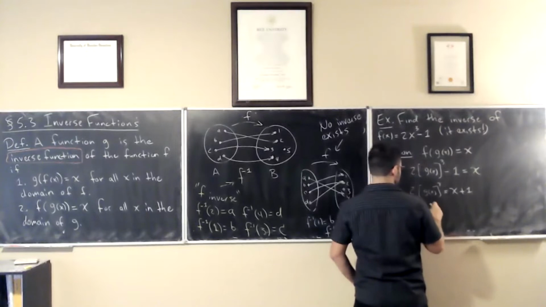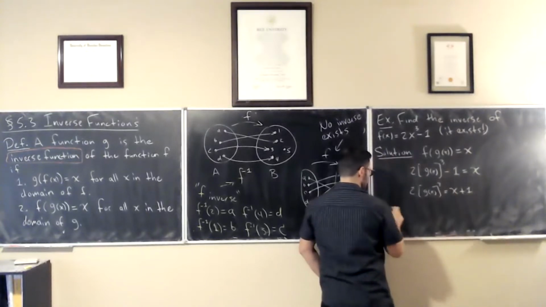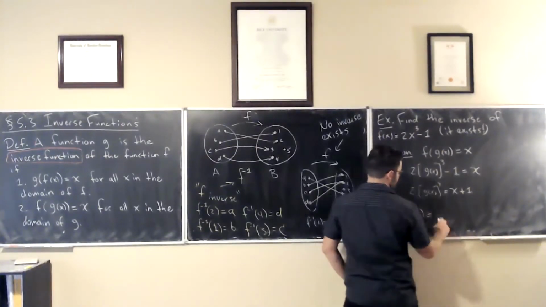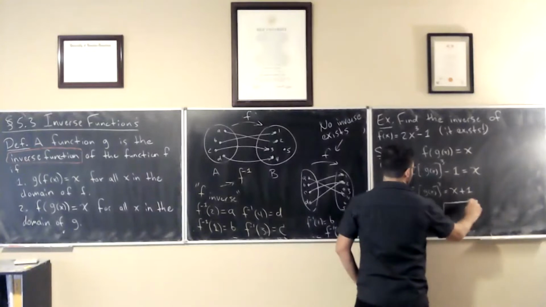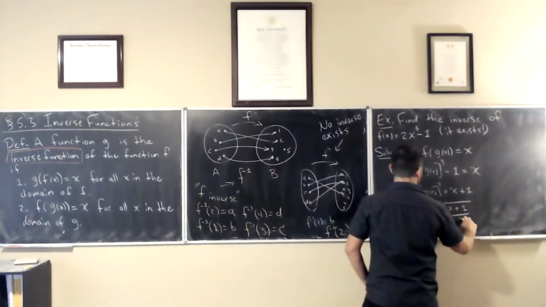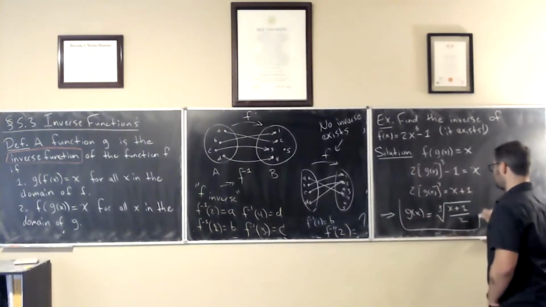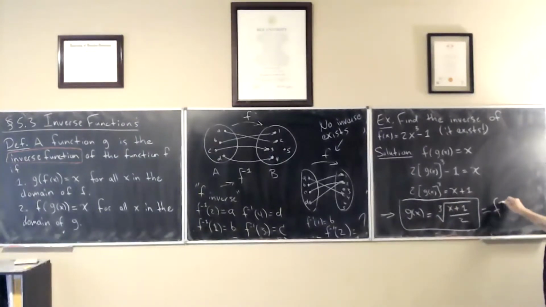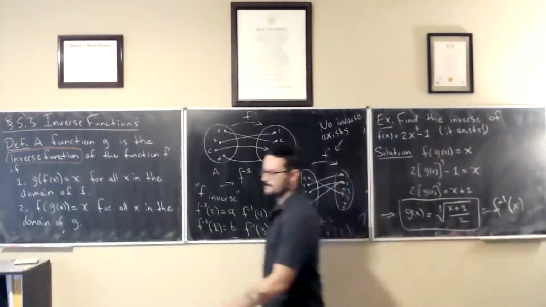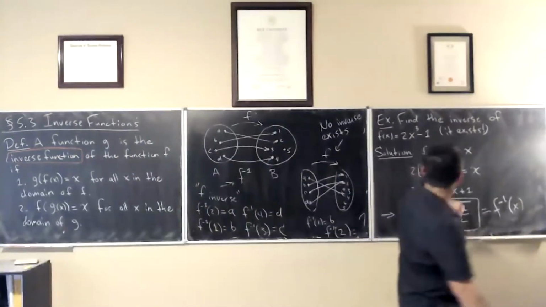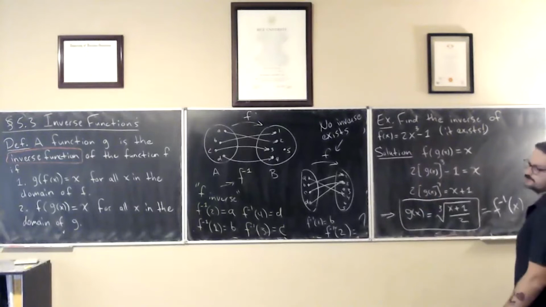Divide by 2, and then take the cube root. You'll get that g of x is equal to the cube root of (x plus 1) over 2. I use g, but in the textbook they'll probably write it as f inverse. That's the inverse. And you can verify it by just plugging this into that function, and you'll see that you get back x, right?